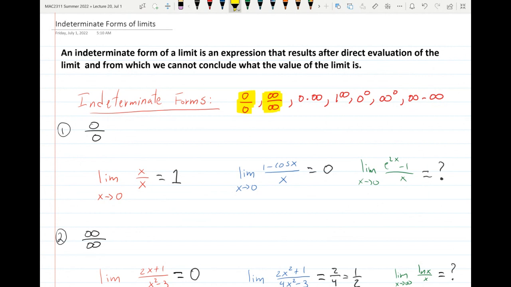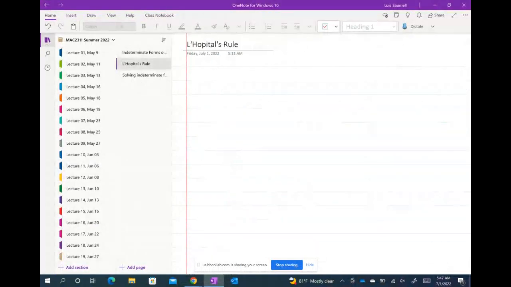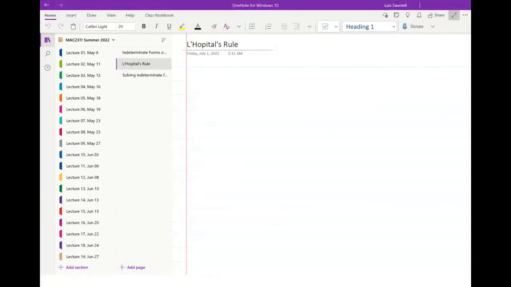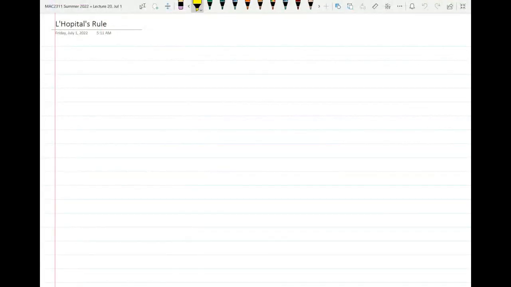And what's gonna happen is that in one way or another, for the other 5 we can do some algebra and manipulate them so that we turn them into either a 0 over 0 or infinity over infinity situation. And then ultimately we'll be using L'Hopital's rule. So really, L'Hopital's rule is the key here when it comes to dealing with indeterminate forms. So let me talk about L'Hopital's rule. So we don't waste time, I'm just gonna go ahead and write down the theorem, and then I'm gonna show you how to use it in some examples.